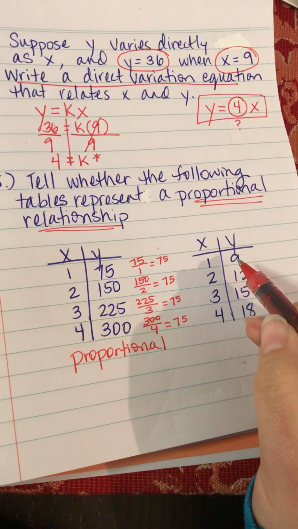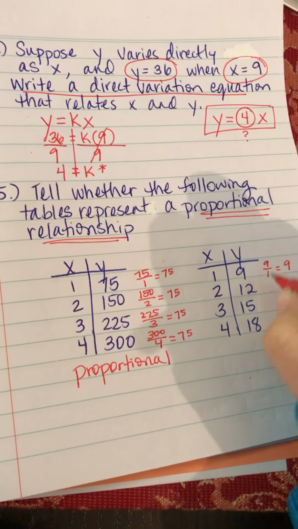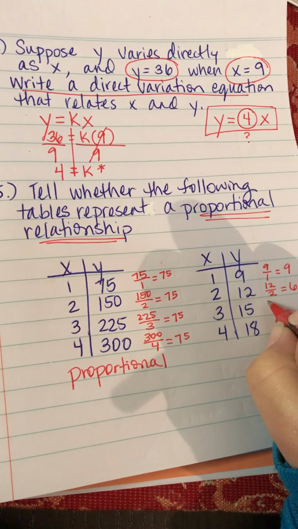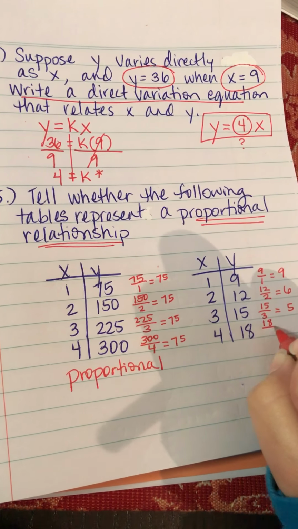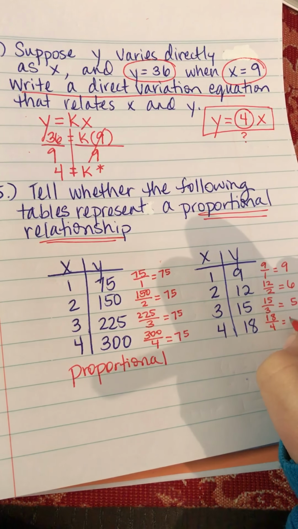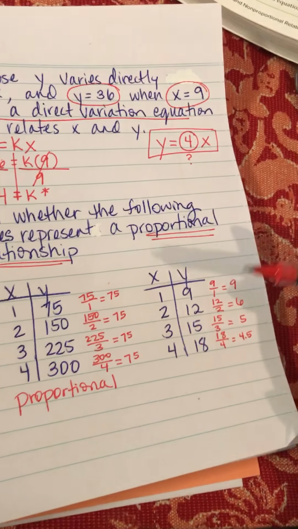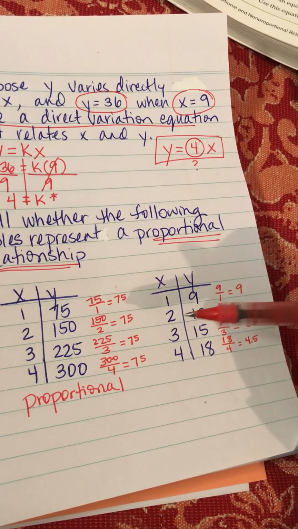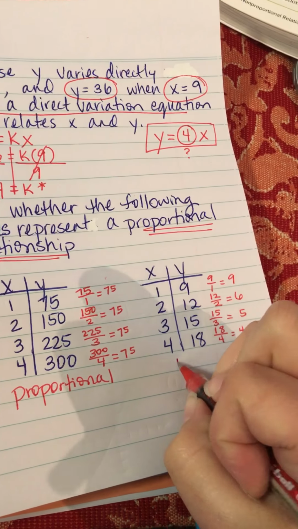Okay, on this one, 9 divided by 1 equals 9. 12 divided by 2 equals 6, though. 15 divided by 3 is 5. And 18 divided by 4 is a decimal, 4.5, I think. Okay, so because this one, when I did 9 divided by 1, I got 9, and 12 divided by 2, I got 6. These are different, so this one is not proportional.